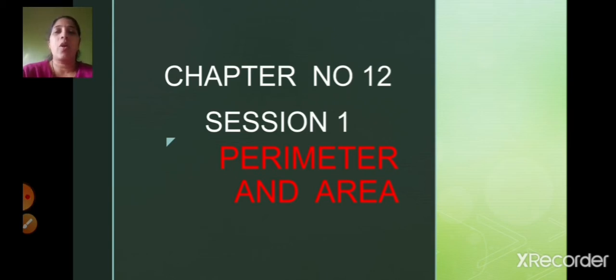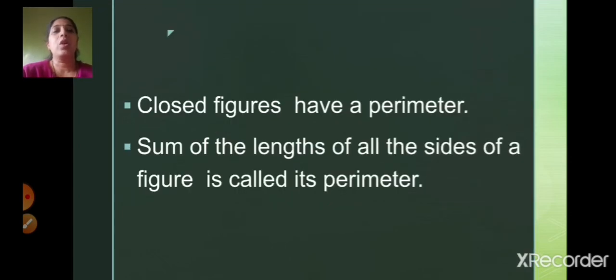So children, you have already learnt about this in your 4th standard. So first we will start with the revision of perimeter. Closed figures have a perimeter, right? So do you know children what is an open figure and what is a closed figure?